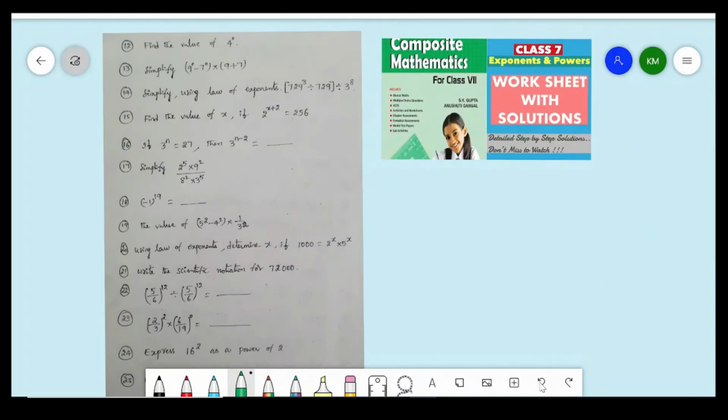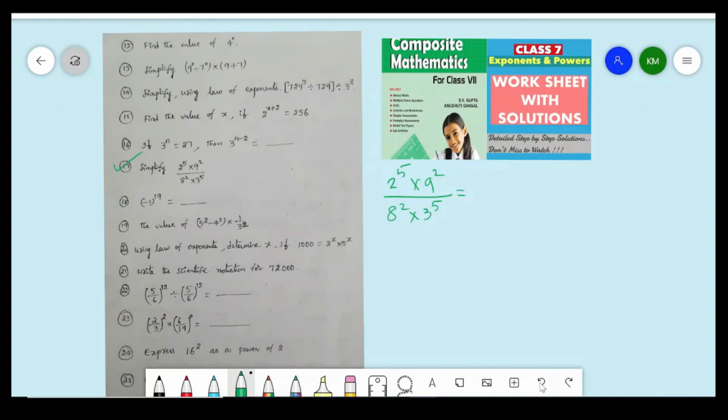Now let us move to the next problem number 17. They are asking us to simplify a certain expression. Here the given expression is 2 power 5 multiplied by 9 power 2 divided by 8 power 2 multiplied by 3 power 5.